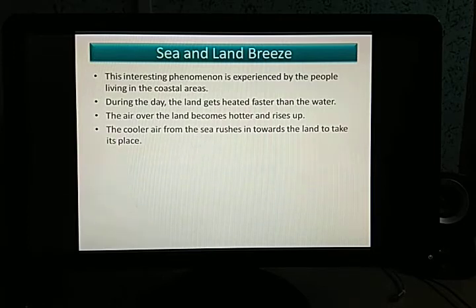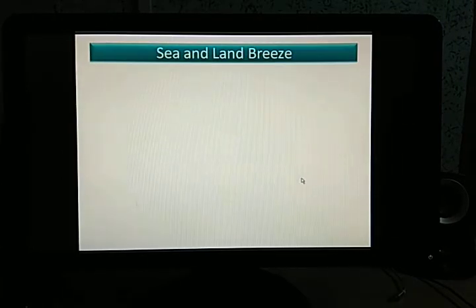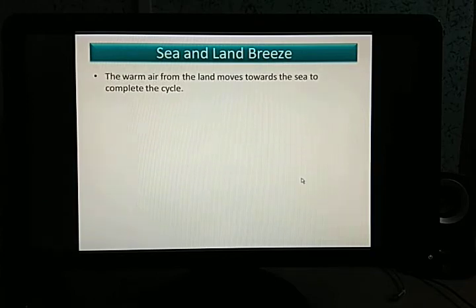This whole process we'll see later on, but here it is given directly from your textbook. You can see the cooler air from the sea is coming towards the land, because the land is getting heated up. The hot air starts rising up, and again it requires air, so air is coming again. This whole process will be explained now in this slide. The warm air from the land moves towards the sea to complete this cycle, and this air is called what? It is called sea breeze, the air that is coming from the sea.